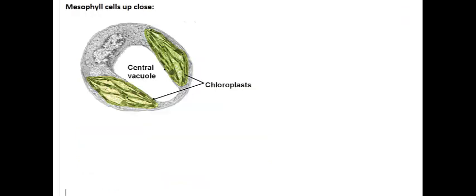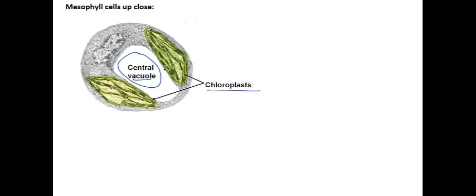If we look more closely at a mesophyll cell, you can see that there is a big pocket of air in the middle. This pocket of air is called a vacuole, and the vacuole is important for the storing of carbon dioxide and oxygen gases during the production of glucose with photosynthesis.